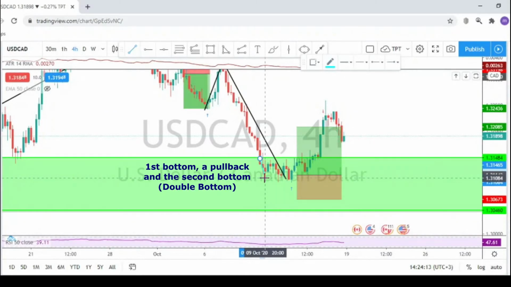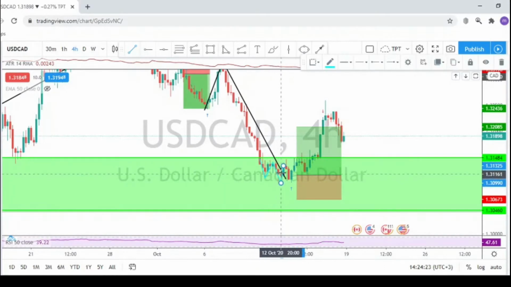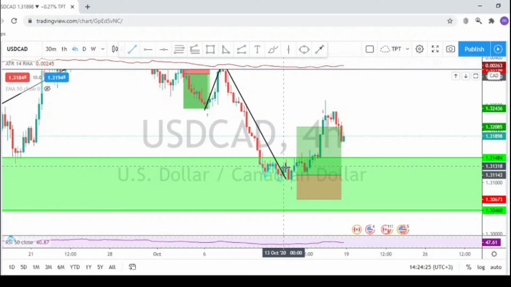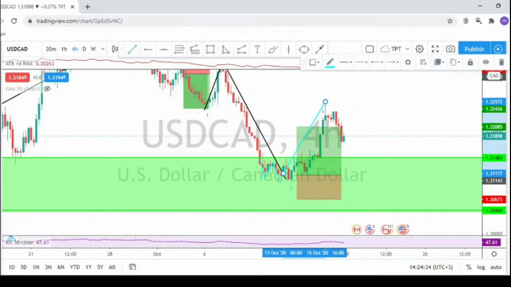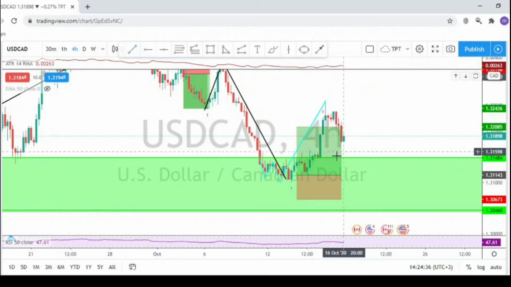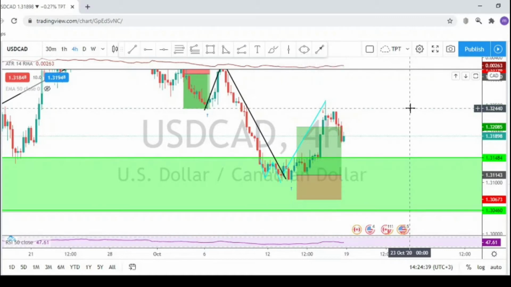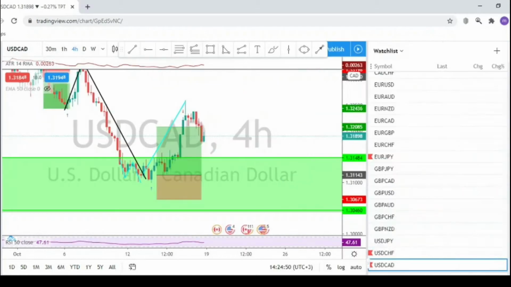We have our first bottom, a pullback, and a second bottom. This double bottom, and at this double bottom with this bullish candle is where I took this trade. I took this trade here, and this was a win this week, and it was at a 1-to-2 risk to reward ratio. So this was the trade that I took on dollar Canadian, and the trade that I took on New Zealand Canadian was the opposite to this.